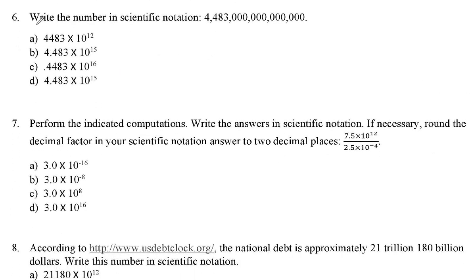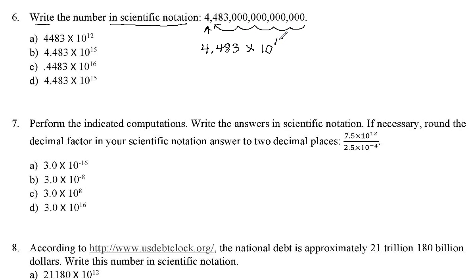And number 6, we are writing this number in scientific notation. So with scientific notation, you want to have one number to the left of the decimal and then the other numbers to the right of the decimal. So that means our decimal needs to go right here. So this is going to be 4.483, and then it's times 10 to a power. And the power is how far you move the decimal. So the decimal was here, so we move 3, 6, 9, 12, 15 places to the left.